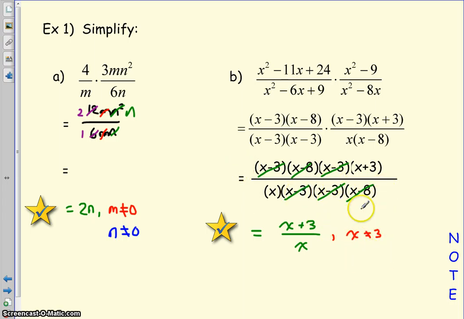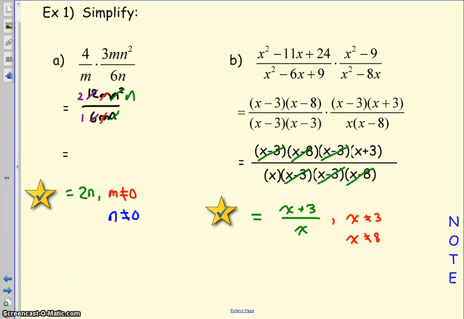The other restriction that we have to look at here is we had x minus 8 in the denominator. You can't see it in the final answer anymore, so you have to say that x cannot be equal to 8 as well. Okay, so it simplifies into x plus 3 over x, where x cannot be equal to 3 and x cannot be equal to 8.